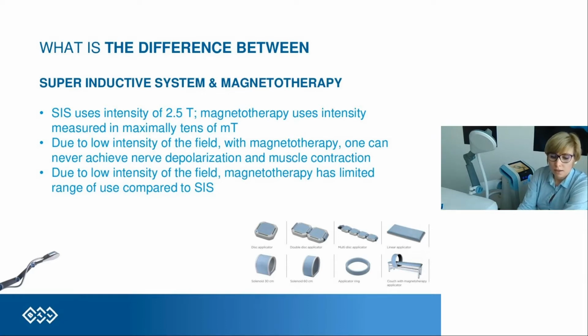What else is the difference between magnetotherapy, but as well electrotherapy, it is the depth of the penetration of the field of the modality. Because in magnetotherapy, we have limited range of the use compared to CIS. Superinductive system penetrates up to 10 centimeters into the tissue. So we know that we can cover the tissue we want to treat.